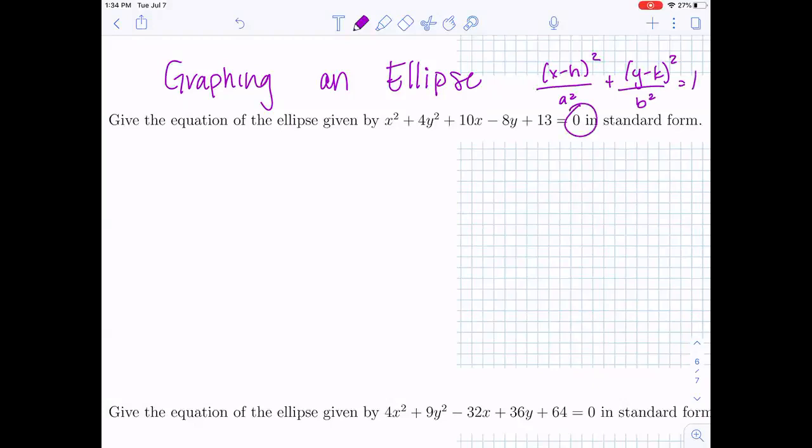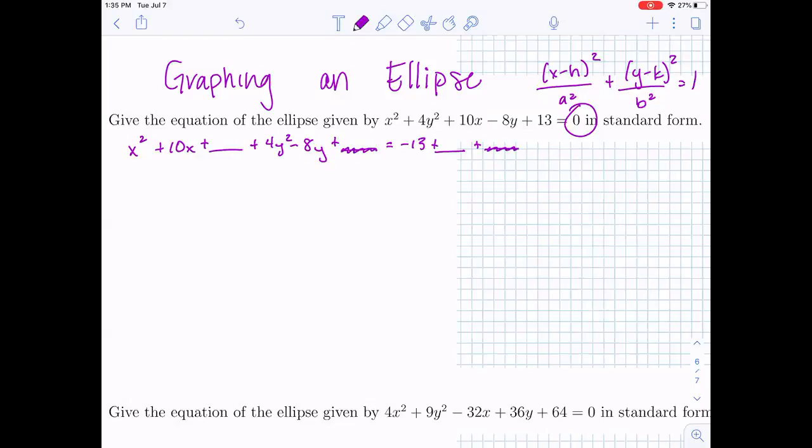So the first thing I'm going to do is move that 13 to the other side, and I'm going to group the x stuff and the y stuff together. So I have x squared plus 10x plus, and I'm going to leave a blank right here, plus 4y squared minus 8y plus another blank. This equals negative 13 plus that first blank I drew and plus this second blank I drew.